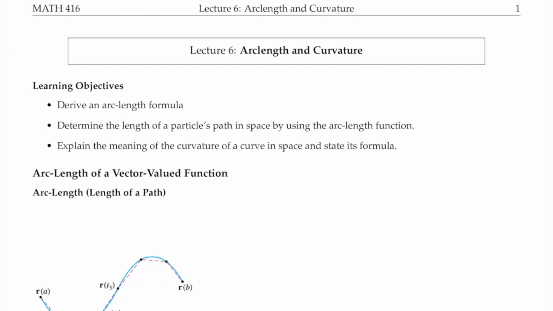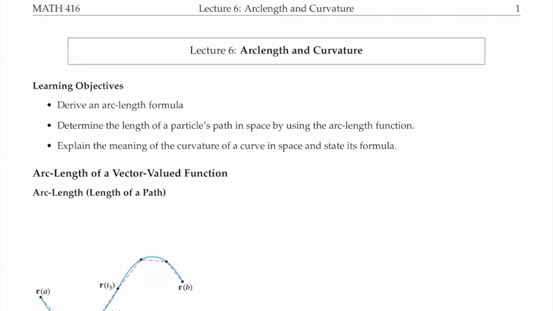So I'm still trying to build up the background, the foundation for other chapters, for other sections that we're going to cover in this course. In this lecture, we're going to derive the arc length formula, assuming the length of a particle's path moving along a path using the arc length functions. And then later on, from the arc length, we're going to build up the curvature of a curve. There are two different formulas for the curvature that we're going to cover.